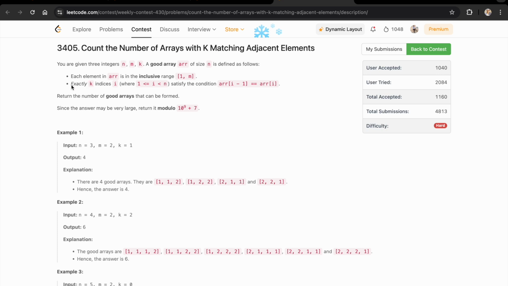And exactly k indices I, where I is lesser than n and greater than or equal to 1, satisfy the condition ARR of I minus 1 is equal to ARR of I, and we have to return the number of good arrays that can be formed. Since the answer can be very large, we just have to return it mod 10 to the power 9 plus 7.